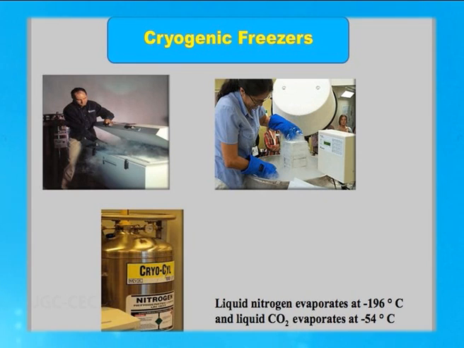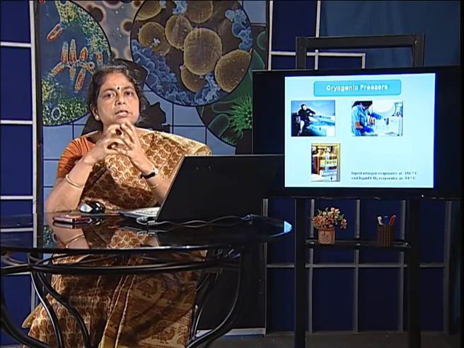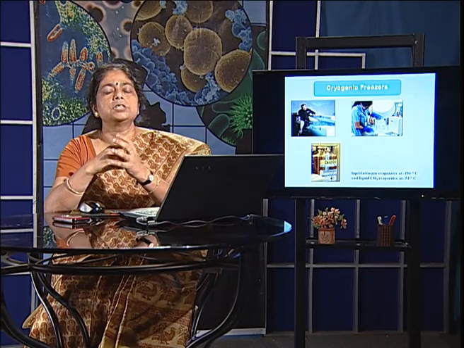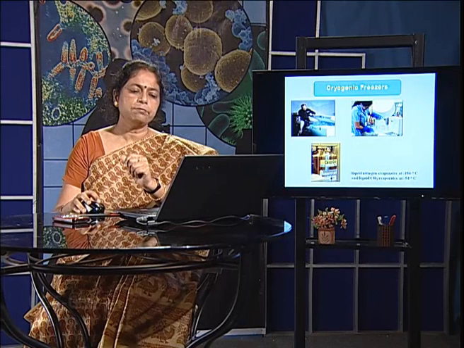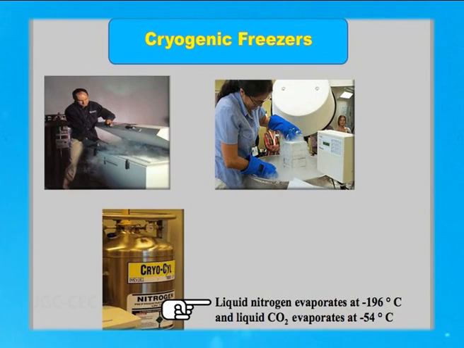Now in the cryogenic freezers, the food item which is going to be preserved comes in direct contact with the coolant, and that coolant is either liquid nitrogen or liquid carbon dioxide. And when it comes in contact with the liquid nitrogen and liquid carbon dioxide, it immediately vaporizes. Liquid nitrogen vaporizes at minus 196 degrees Celsius, whereas liquid carbon dioxide evaporates at minus 54 degrees Celsius. So these extreme low temperatures are maintained with the help of the cryogenic freezers.